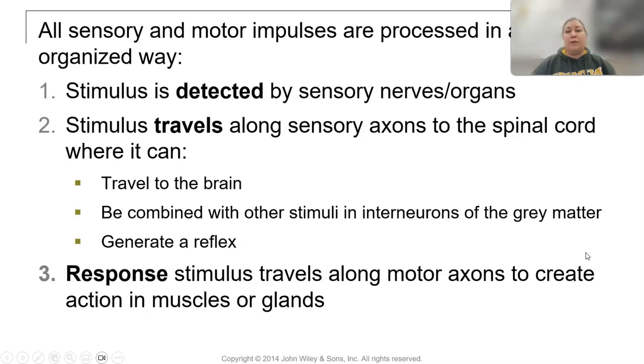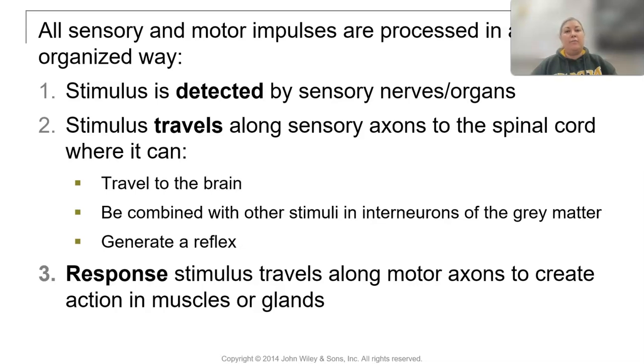So when we have sensory or motor impulses, they are processed in a very organized way. This way, the body can deal with huge amounts of information all of the time. And remember, as far as evolution is concerned, individuals that can accurately and quickly process information are more likely to survive and reproduce. So as humans, we have a very efficient and highly evolved nervous system. So first, the stimulus is detected by sensory nerves or organs. An organ could be like the ear or the nose or the eye. Then it's going to travel down a sensory axon to the spinal cord.